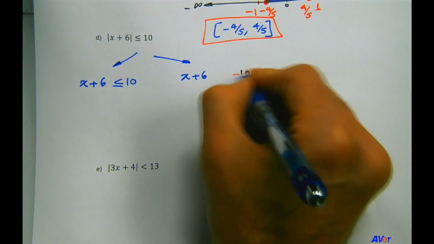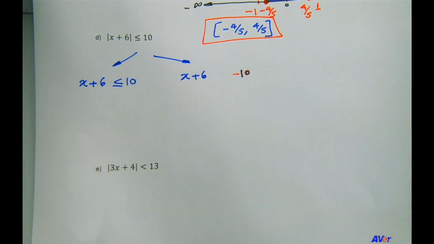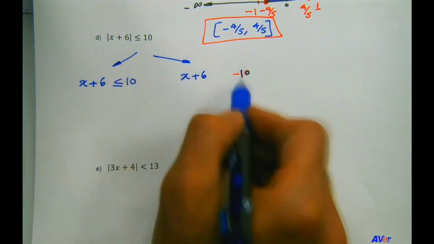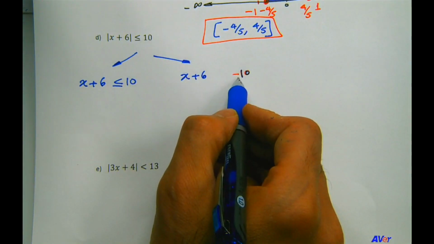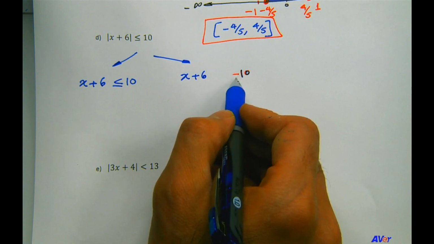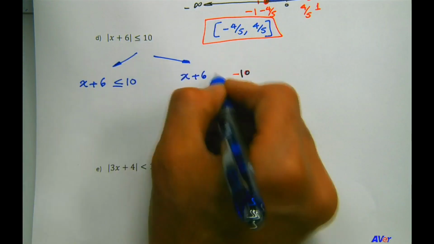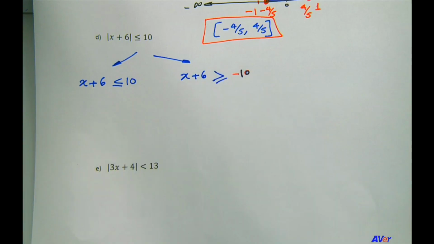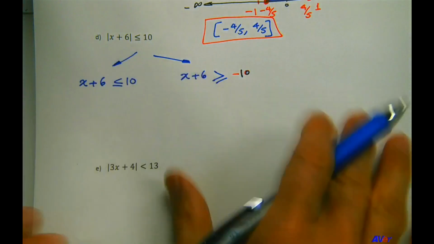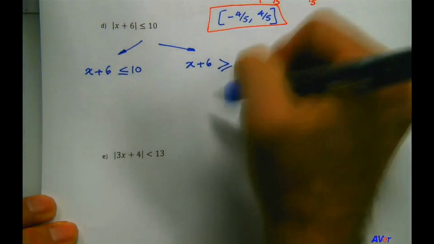I want to highlight the minus here. So the other side gets multiplied by minus 1. So it becomes minus 10 now. But that means this inequality should change direction. So it becomes like that. Okay? So now let's solve for x using each path.